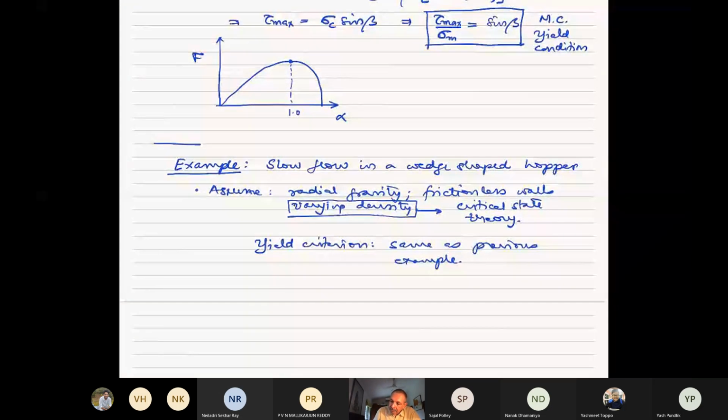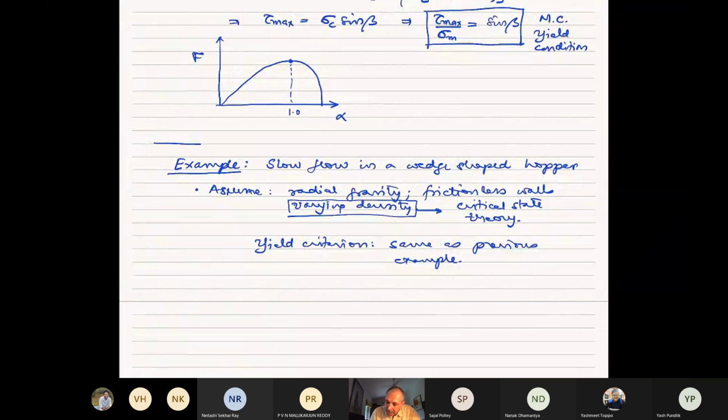So this one is lecture number 21. So let me share my screen again. Okay, so we were doing all this last time. I must say last time I made a mistake while writing this. This should actually be tau max, and this point is sigma c sine of theta.